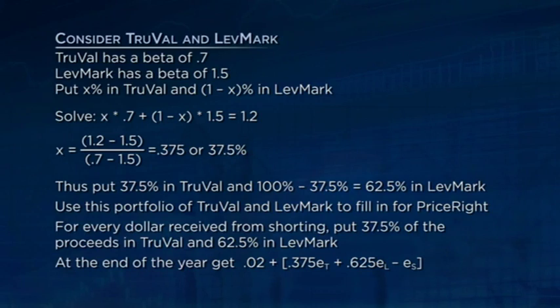By the way, this is even a little bit better than what we had before because the variance of the idiosyncratic stuff will be partially diversified. That is, there's less variance in the idiosyncratic term of 0.375 times the idiosyncratic term on True Value plus 0.625 times the idiosyncratic term on Levmark minus the idiosyncratic return on SleazeCo, because we formed a portfolio of the idiosyncratic part of True Value and the idiosyncratic part from Levmark.